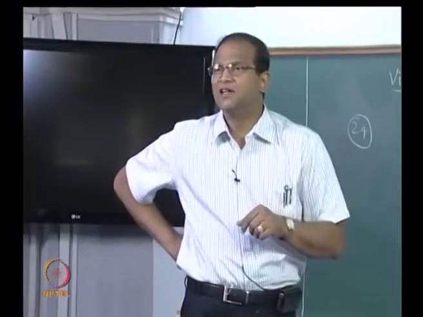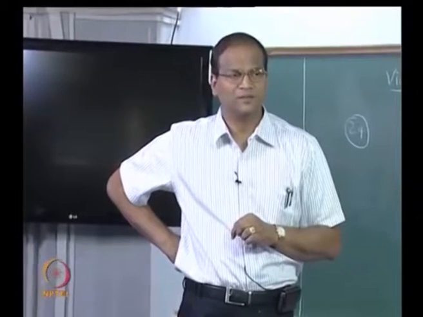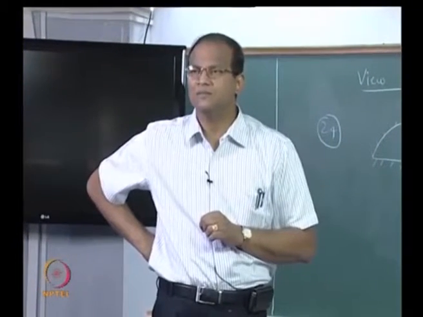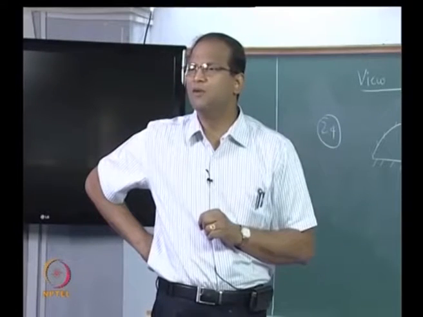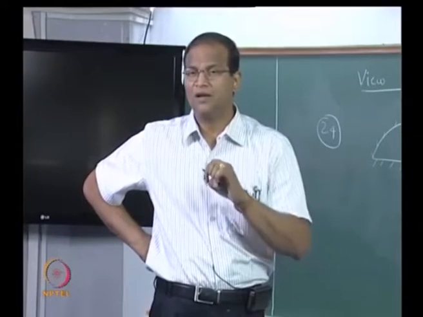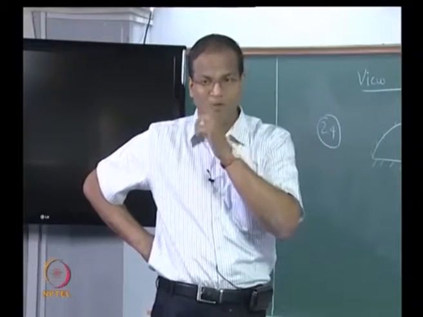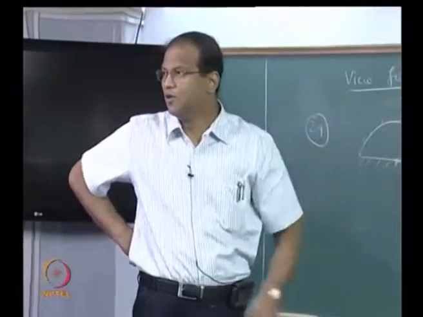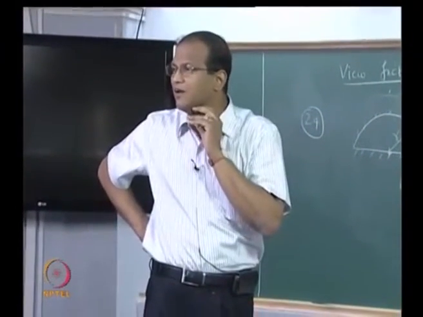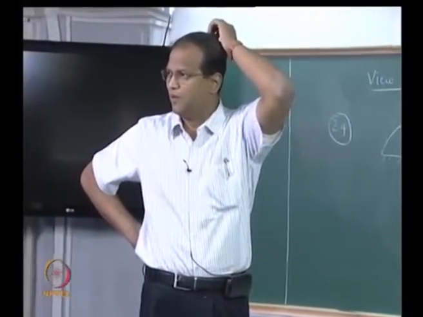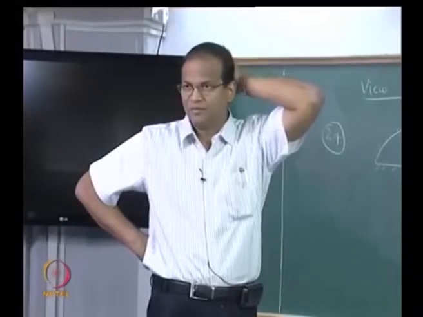His question is, what are the total number of view factors? 9. How many sum rules? 3. How many reciprocal rules? 3. Then self view factor, only 1. F11 is 0. So 9 minus 7, 2. He is arguing that 2 independent view factors have to be obtained. Why are you saying 1?